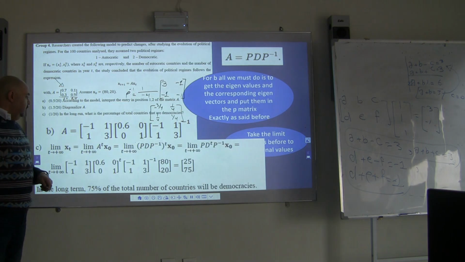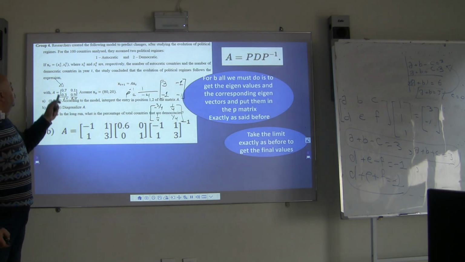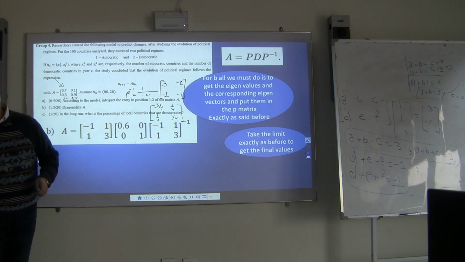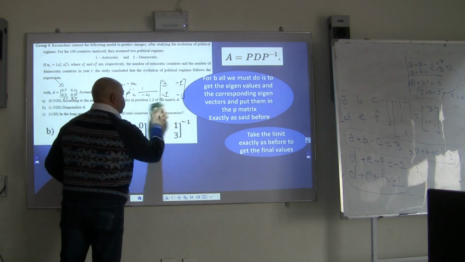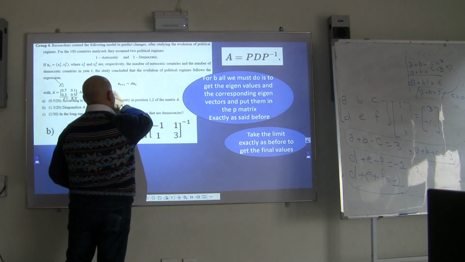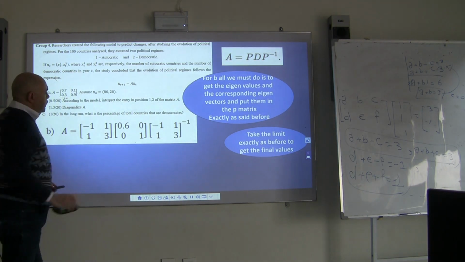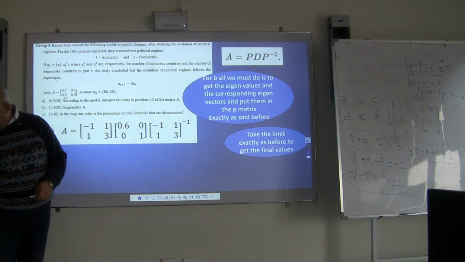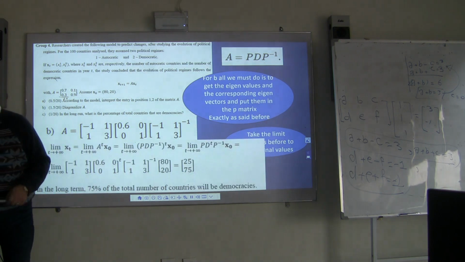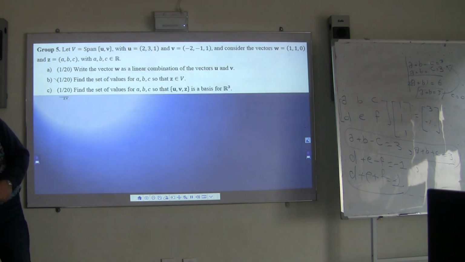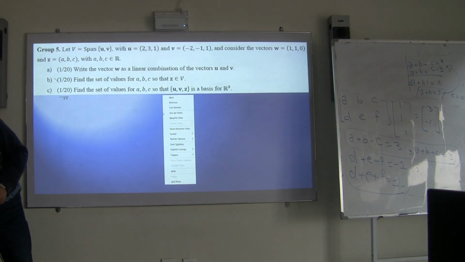Okay, perfect. The second step, the question is telling you what's going to be the steady state, or the overall percentages of countries that will change. And in this case, if I want to get to the bottom of this, all I have to do, just wait a second.